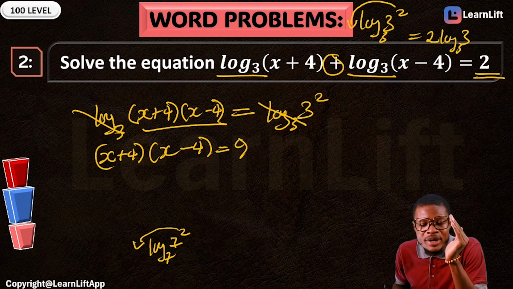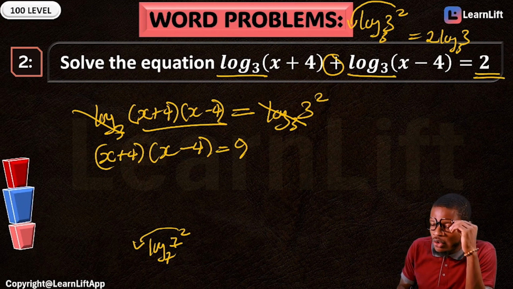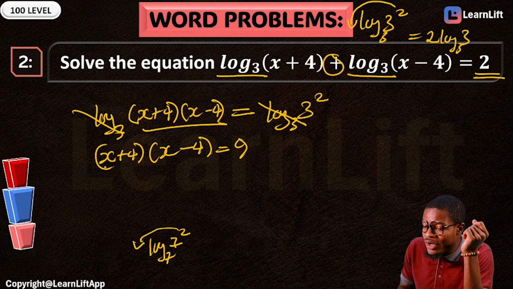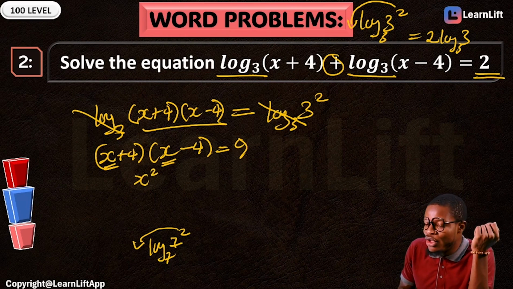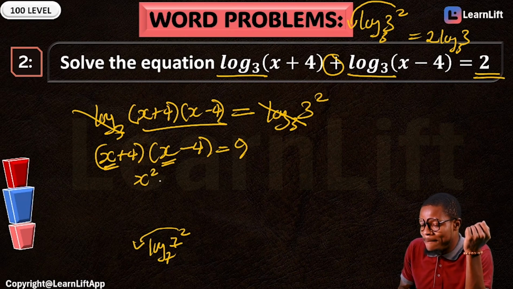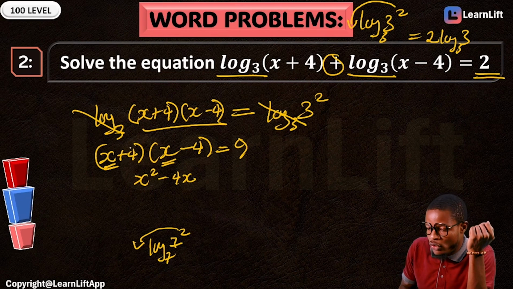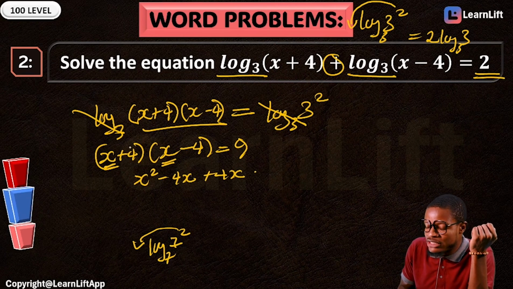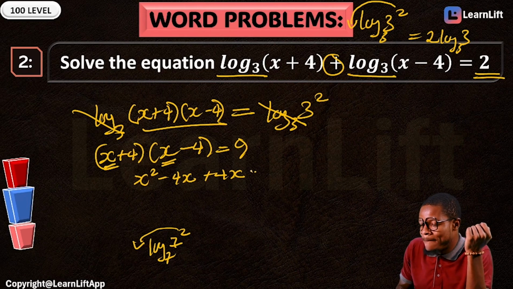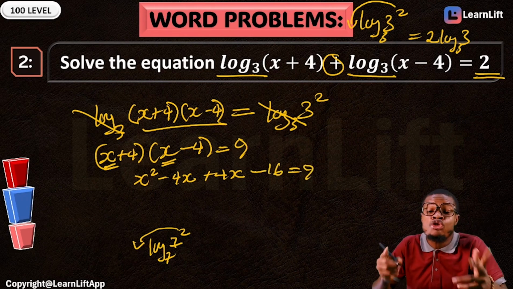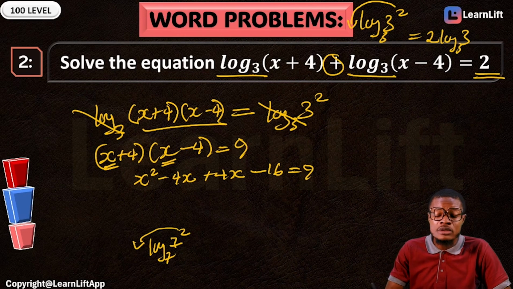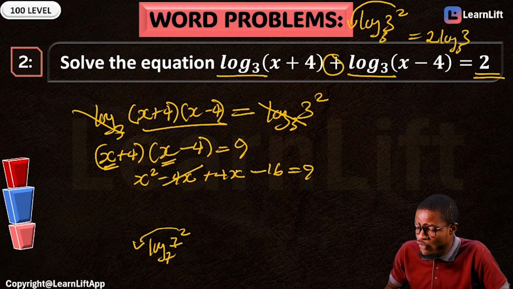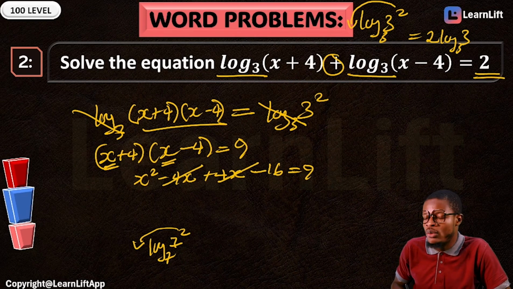That means if you agree with me that what we're going to have there is 9, let's go very fast. What is x times x? x squared, right? Very simple. x times minus 4 is minus 4x, plus 4 times x is plus 4x, and plus 4 times minus 4 is minus 16, equal to 9. Your normal quadratic equation ways. Open the bracket. Can minus 4x cancel plus 4x? Yes, if they cancel, what will I have there?